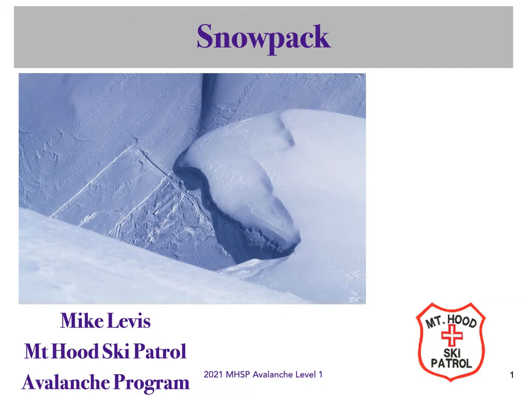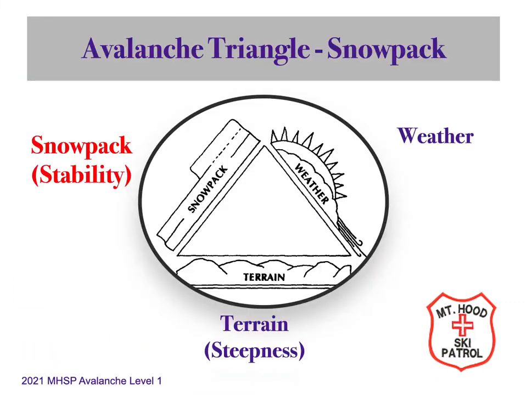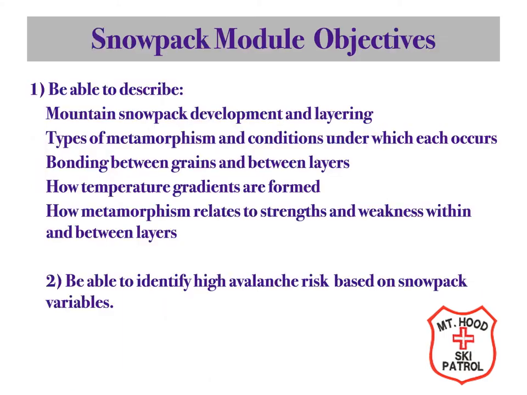Today's topic is snowpack. Snowpack is the second component of the Avy triangle that affects the potential for an avalanche. Snowpack stability determines if a slope will slide given a trigger. Snowpack stability, as we will learn in this module, is intimately tied to weather and weather history. Weather, both current as well as past weather history, will determine the structure of the snowpack, and the structure will determine snowpack stability and ultimately the potential for an avalanche. So let's get into it.